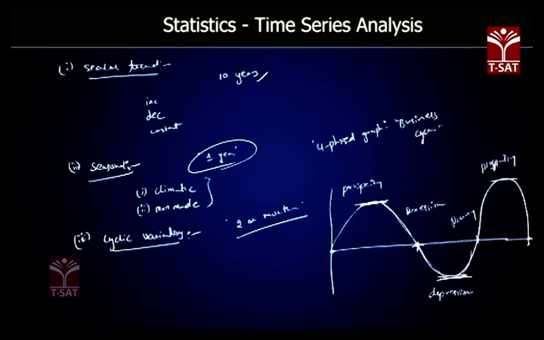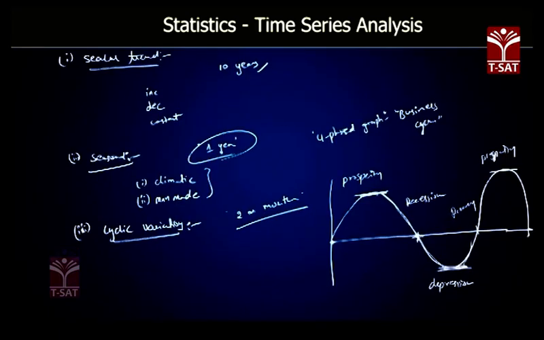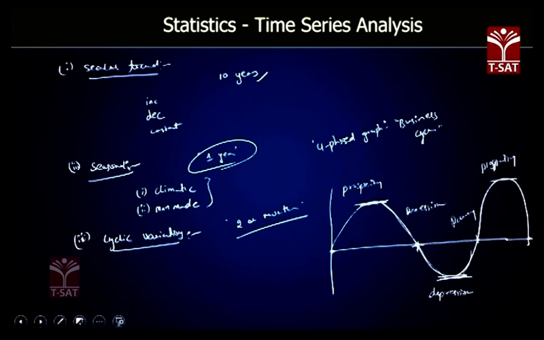So prosperity, recession, depression and recovery: this is a 4-phase cycle. It will repeat within a time factor of 2 or more years. This kind of cycle is what we call a business cycle. Next, irregular variations. The irregular variations are the variations which are not predictable or which we cannot guess. Let us see an example: an earthquake.